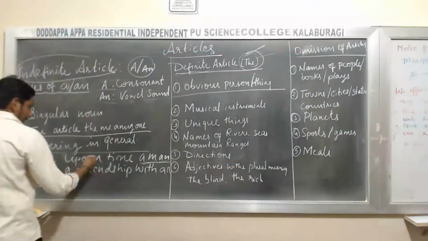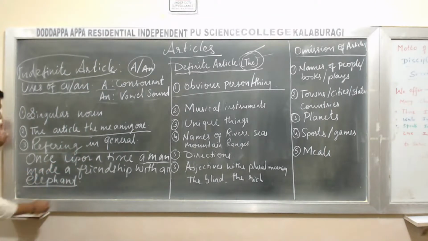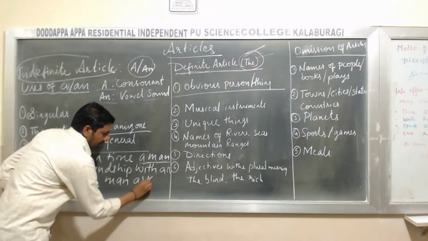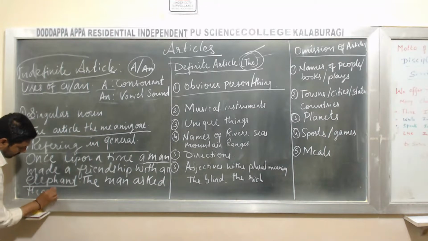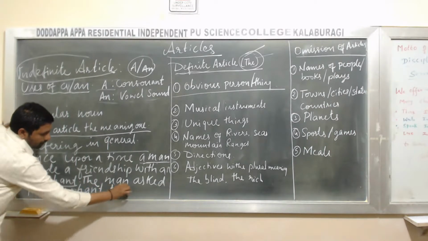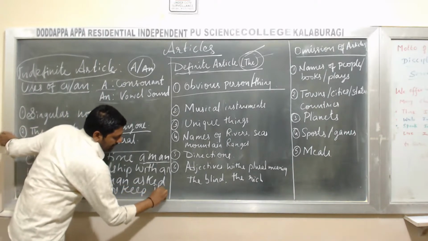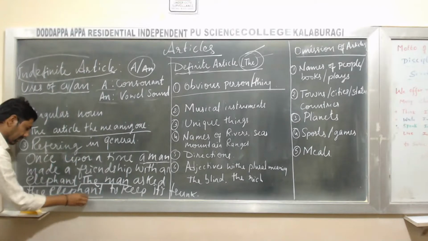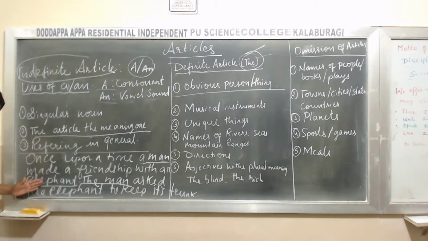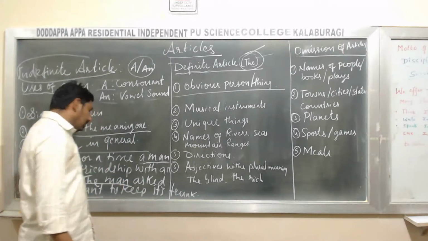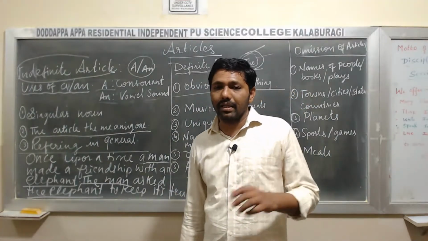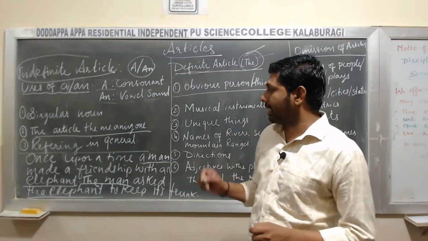For example, continuing: once upon a time, a man made a friendship with an elephant. The man asked the elephant to keep its trunk. So here I am referring to the same man about whom I had spoken earlier, and the same elephant I had mentioned earlier. So in this case, we use the definite article "the". It means when you are referring to a person or thing which is already mentioned, we should use the article "the".